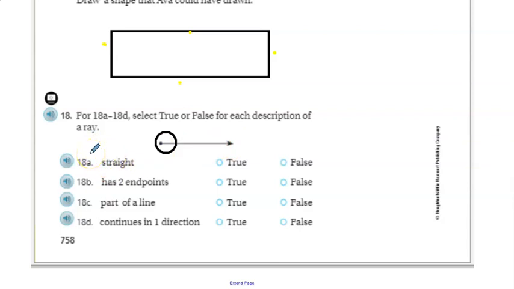So, is it straight? Absolutely, it is straight. Does it have two endpoints? It does not have two endpoints. Is it part of a line? Well, what do you think? I would say that is true also. And it continues in one direction. Yes, this is an endpoint, so it stops. And it does continue on.